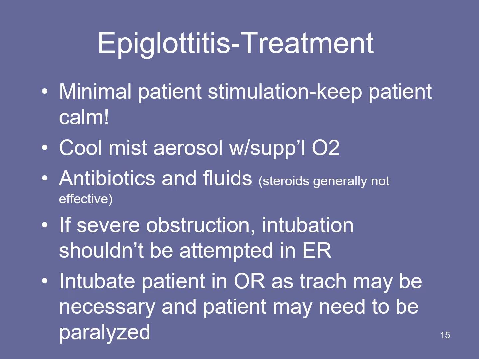For some reason, they don't fully understand, steroids tend not to be effective in this group, unlike the croup group. If severe obstruction, intubation should not be attempted by an inexperienced practitioner or in the ER. If it's absolutely necessary and it must be done in the ER, it's a good idea to also have a trach cut down kit there as well. But where possible, the patient should be intubated in the OR, as a trach may be necessary. The patient also may need a rapid sequence intubation with sedation and paralytics.